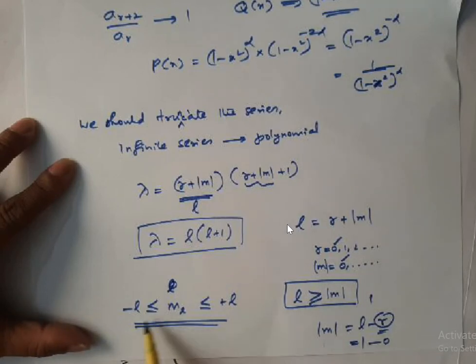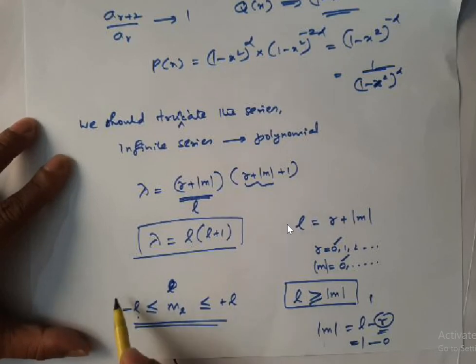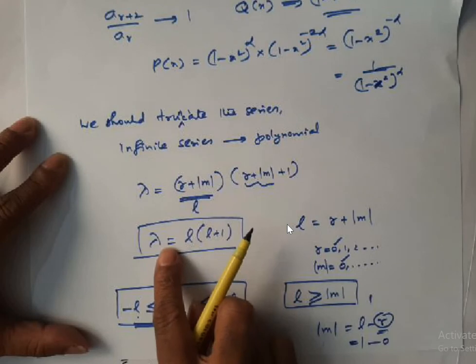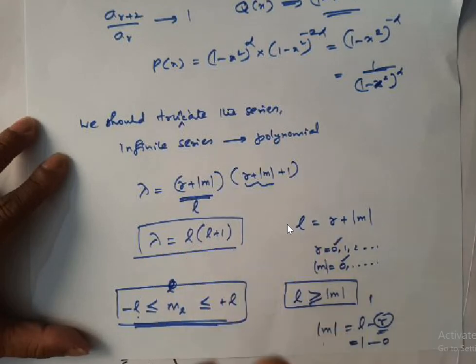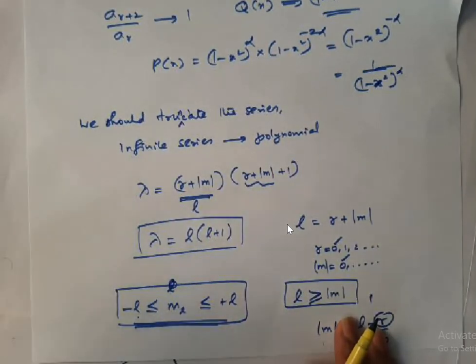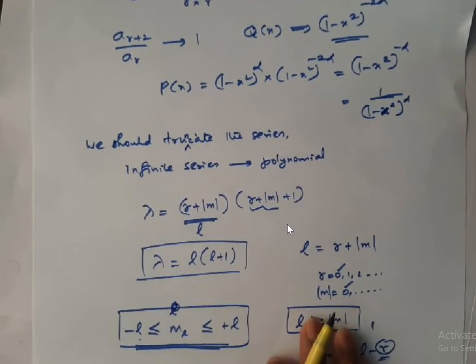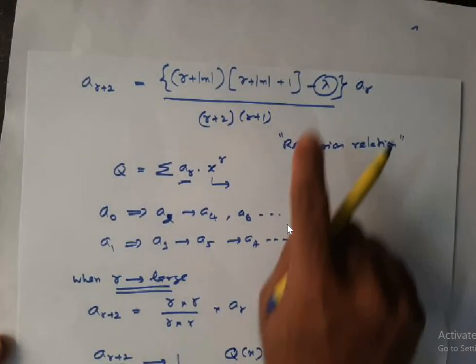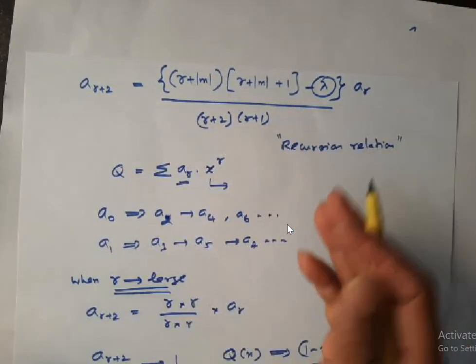Modulus of ML 1 means it can be plus 1 or minus 1. If I put R equal to 1, 1 minus 1 is 0, I'll get modulus of M equal to 0. So ML can take values from minus L to plus L. These are the conditions we get from this. And if I fix lambda equal to L into L plus 1, automatically the infinite series becomes a polynomial. Keep this in mind.